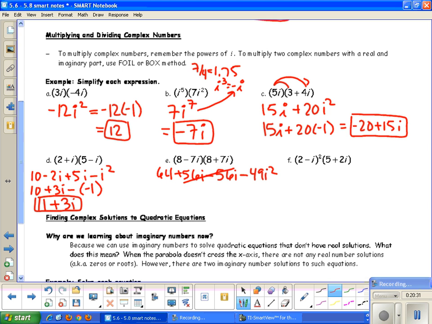Notice that these terms cancel out because it's plus and a minus. So we have 64 minus 49 times -1. Where's that -1 come from? Because i squared, remember, is really equal to -1. So we have 64 plus 49, which is 113.